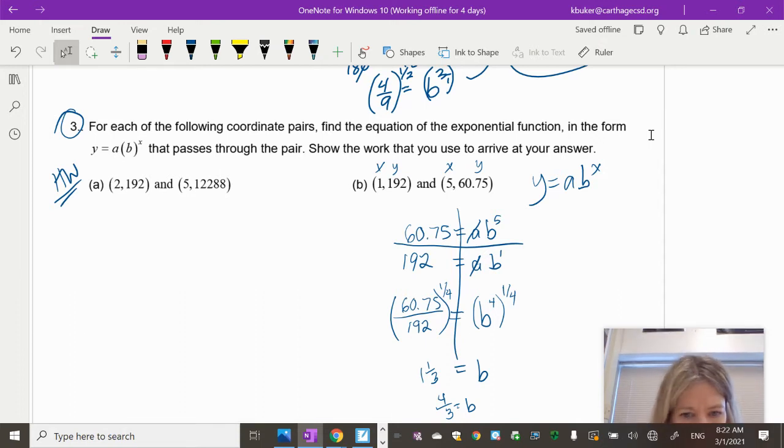All right, so something's wrong here, because I see that as I'm getting higher x's, my y values are decreasing, so my b value should be less than 1. So I need to find out where I made my mistake. I put in 60, a, b to the 5th, 192.